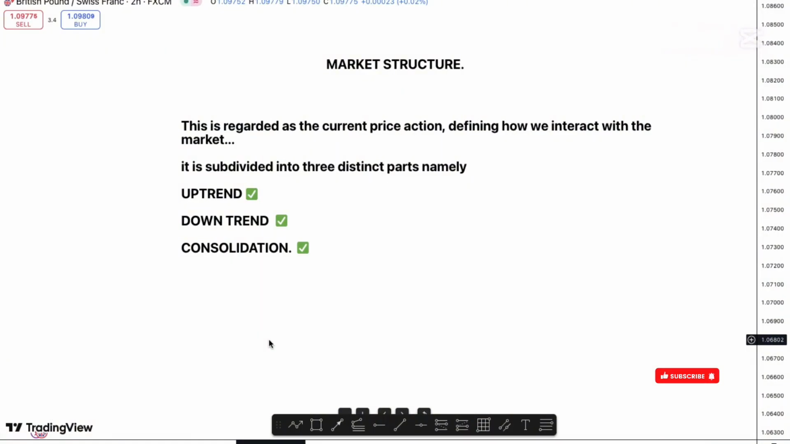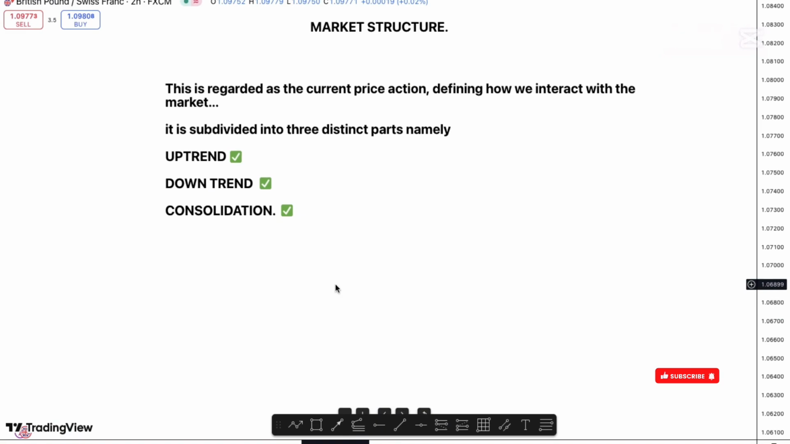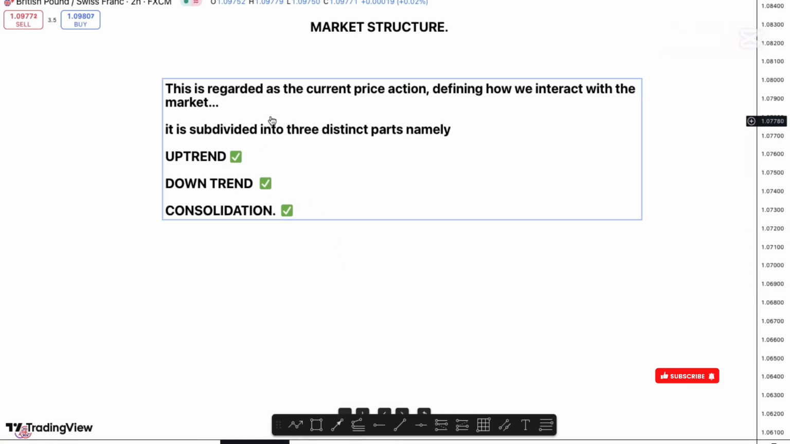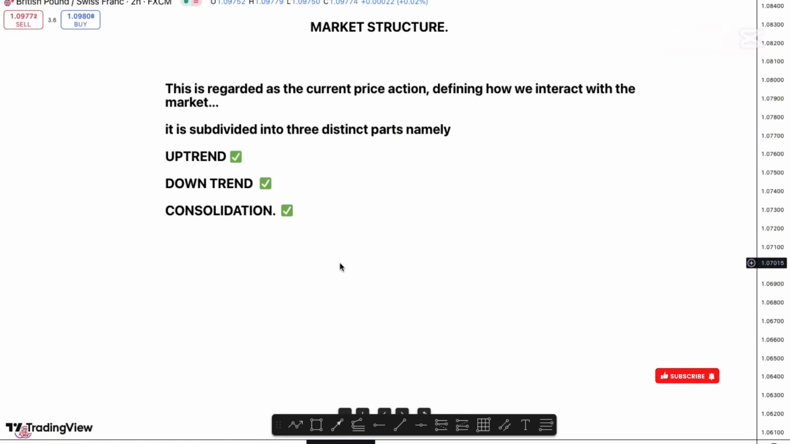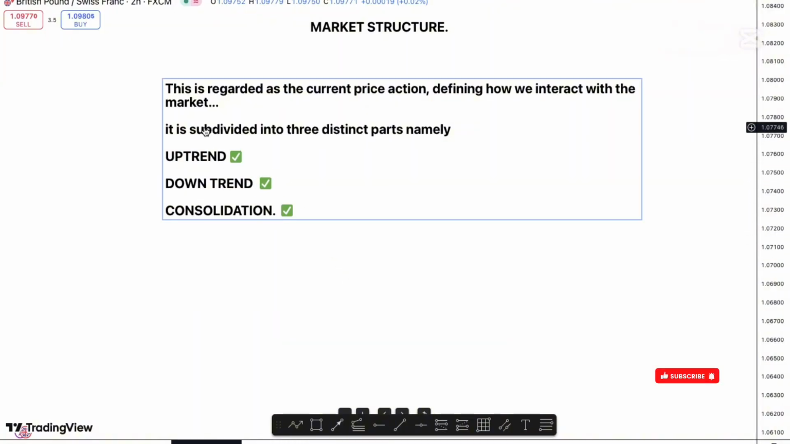There is a bearish market, a bullish market. Now, in my previous video, I tried to cite these definitions. Today, we'll go a little bit deeper and try to understand what market structure is. Take note, market structure is regarded as the current price movement defining how we interact with the market. I kept this really simple so you can understand properly what it means. And if you see clearly, it is subdivided into three distinct parts, which are uptrend, downtrend, and consolidation.